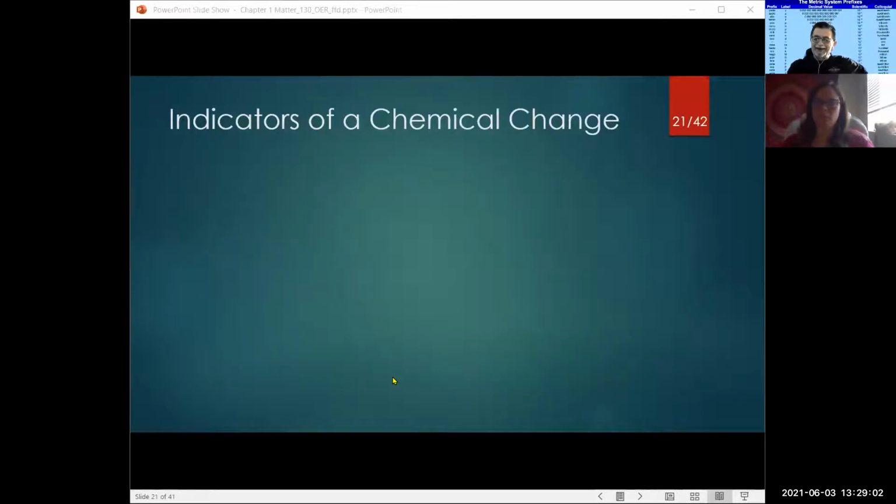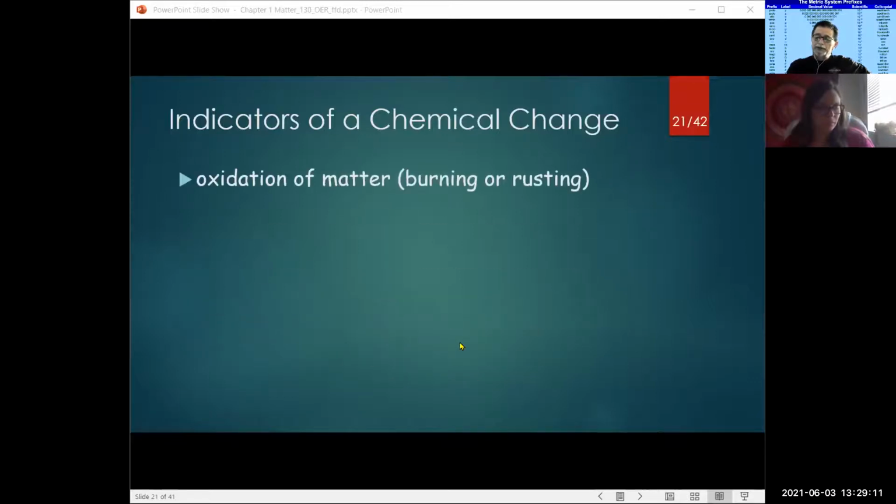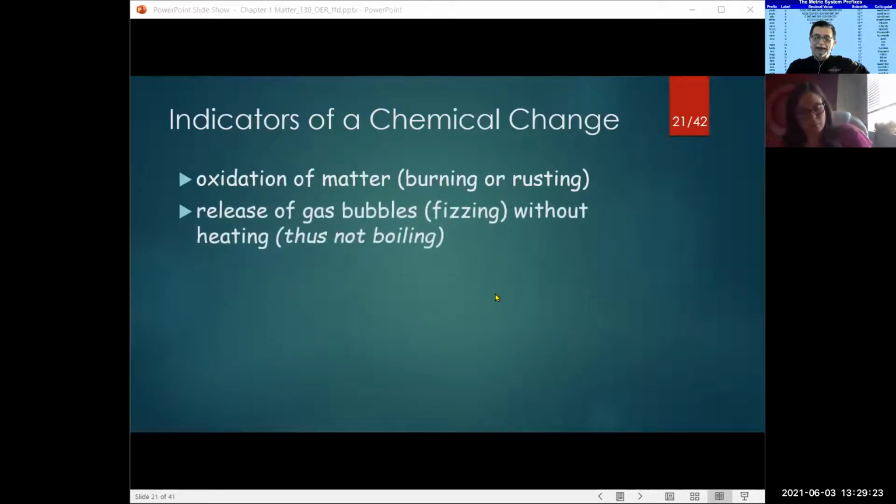Yeah. All right. Okay, so indicators of a chemical reaction. Well, how do we know something happened chemically? Okay. Well, there are some indicators we can use. Obviously, if it burns or it rusts. I had an old truck that had a lot of chemical reactions, had a lot of rust on it. Okay. So anytime you release bubbles without any heat, that's a chemical reaction.